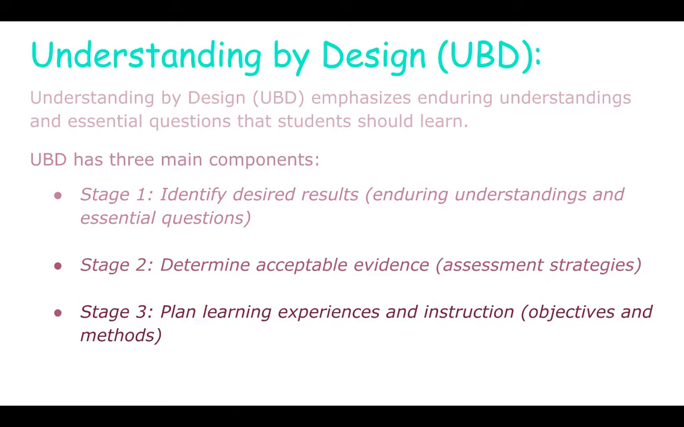Stage 2, determine acceptable evidence. The teacher decides what kinds of evidence will show that students have learned the material and can articulate information and ideas about the enduring understandings and essential questions. Evidence includes papers, performance, or other products that students create using the new knowledge they have learned. Stage 3, plan learning experiences and instruction. The teacher chooses learning objectives, identifies teaching methods, and crafts a plan on how a lesson will be conducted.